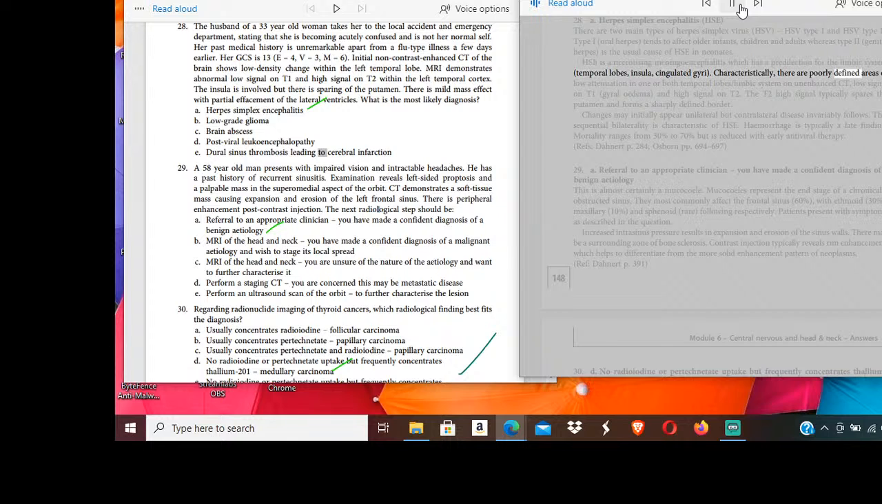Characteristically, there are poorly defined areas of low attenuation in one or both temporal lobes/limbic system on unenhanced CT, low signal on T1, gyral edema, and high signal on T2. The T2 high signal typically spares the putamen and forms a sharply defined border. Changes may initially appear unilateral, but contralateral disease invariably follows. This sequential bilaterality is characteristic of HSE. Hemorrhage is typically a late finding. Mortality ranges from 30% to 70%, but is reduced with early antiviral therapy.